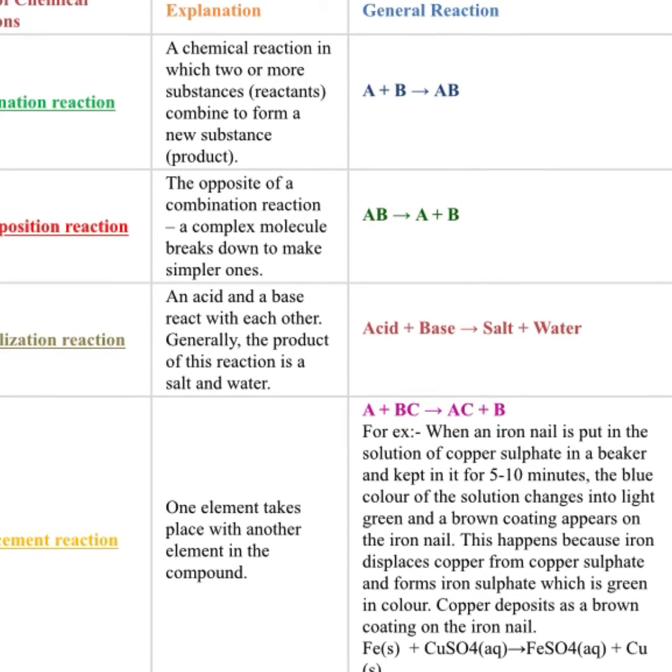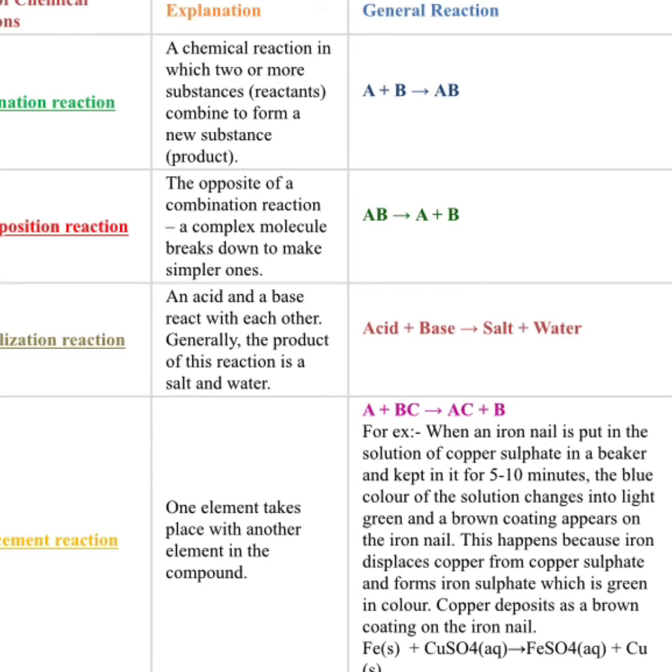For example, when an iron nail is put in the solution of copper sulfate in a beaker and kept in it for 5 to 10 minutes, the blue color of the solution changes into light green and a brown coating appears on the iron nail. This happens because iron displaces copper. Iron is more reactive than copper.